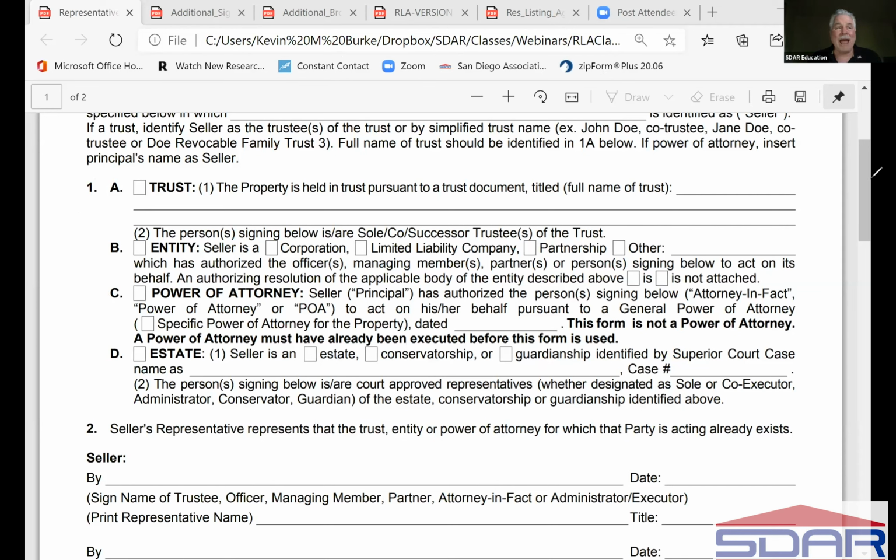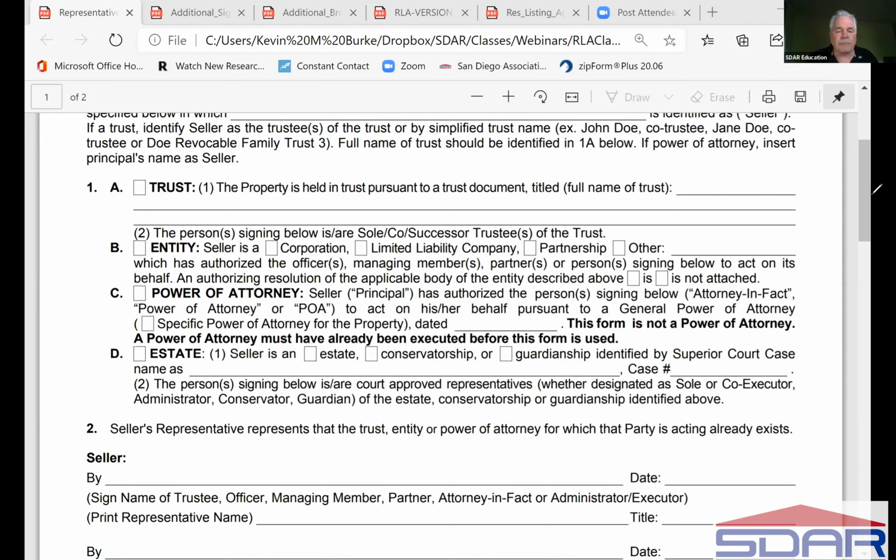And like I said, probably half of our properties in San Diego County are currently held in trust. My properties are in trust. A lot of people I know have their properties in trust, and a lot of the transactions that we do, there is a trust. And so then we're going to use the trust advisory form.